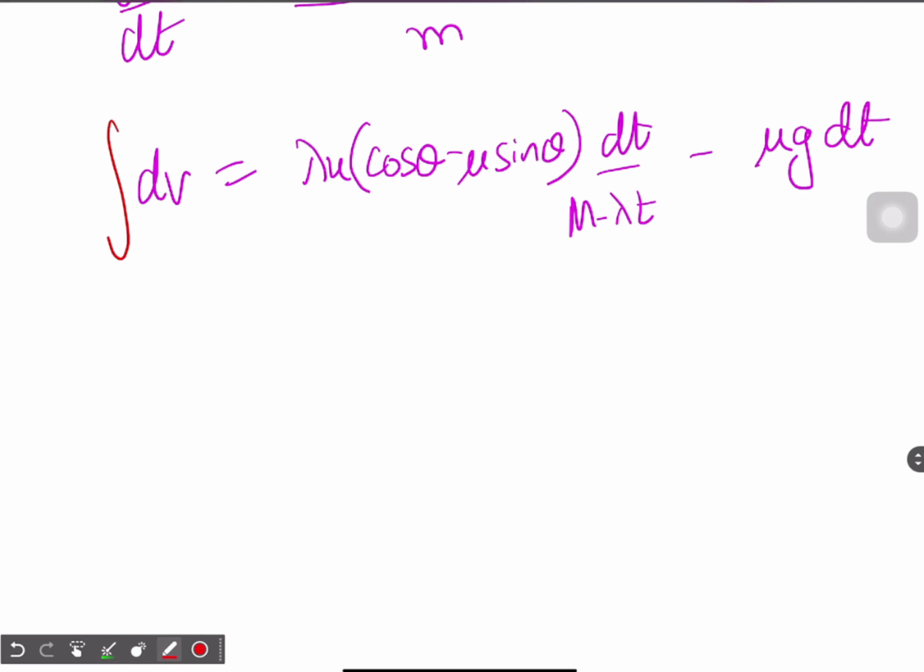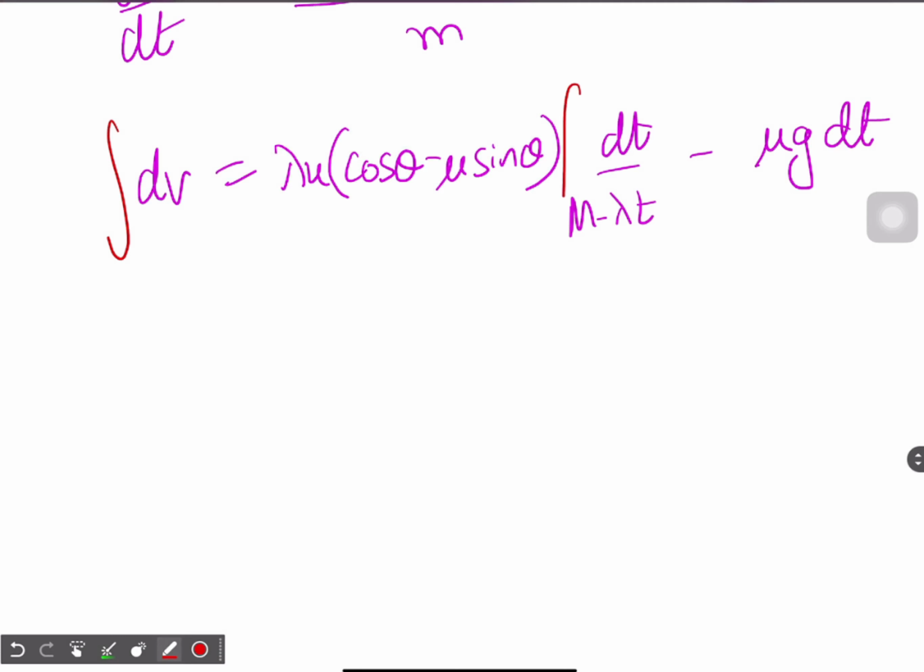Then we integrate. When you integrate, we keep the constant terms out of the integration. Initial velocity 0 to final velocity v, time 0 to t, and time here also 0 to t. So these are your limits.